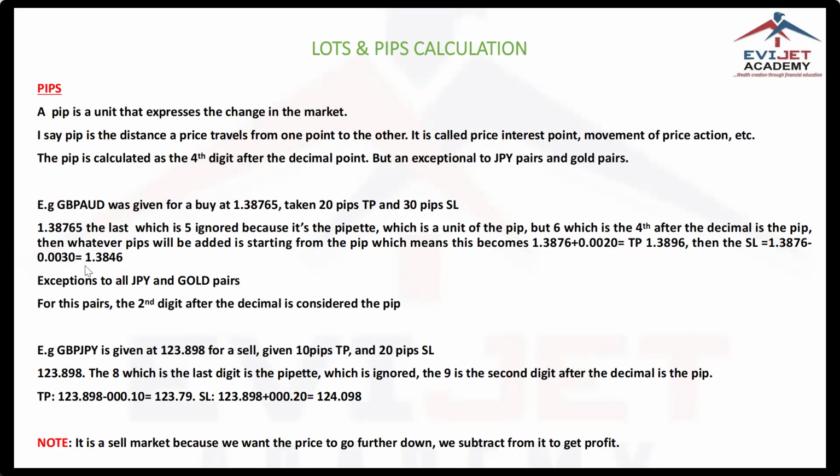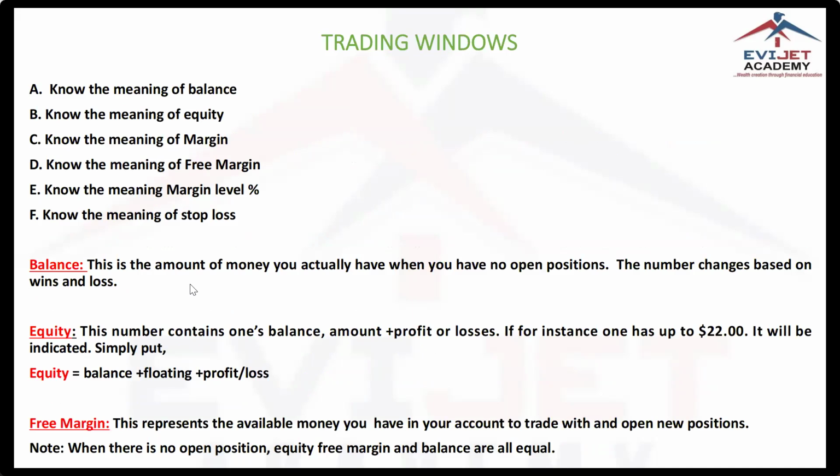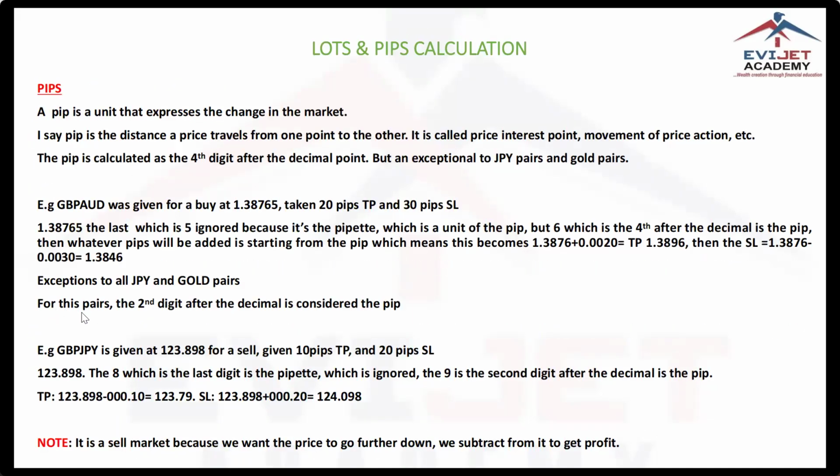But there's another currency type called JPY pairs. JPY pairs have 3 decimal points, and the third one is a pipette. The third one is a pipette, okay? We're going to go into the whiteboard and I will show you all of that. So for this pair, the second digit after the decimal is considered the pip.